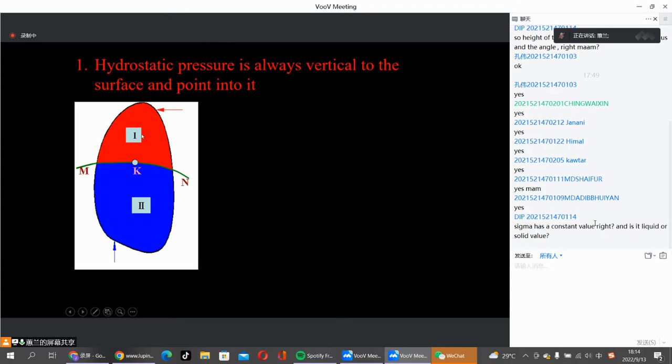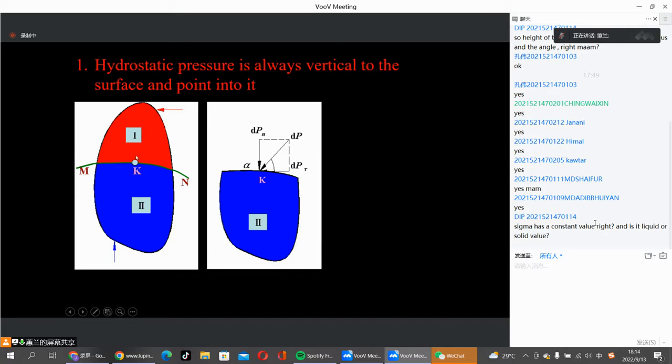You see, we have here an assumed interface in the fluid, and there is a point K, and we can just draw the pressure force. If the pressure force dp is not perpendicular to the surface, definitely it will have two components. One is normal to the surface, the other is tangential to the surface, right? If the tangential component is not equal to zero, what will happen? The fluid cannot resist the shear stress, right? This one is tangential to the surface.